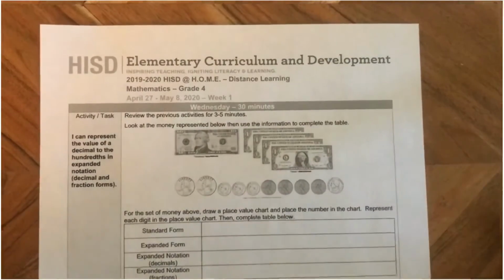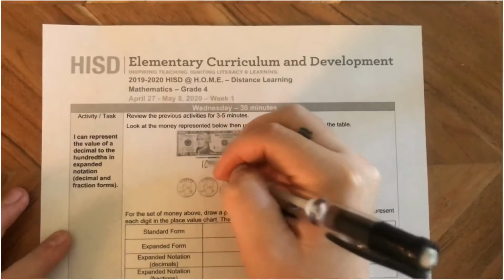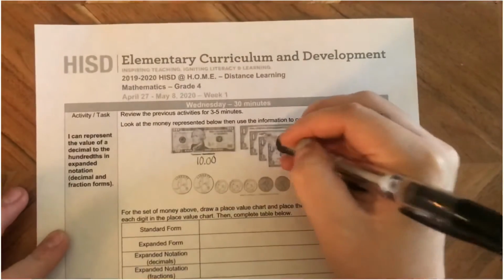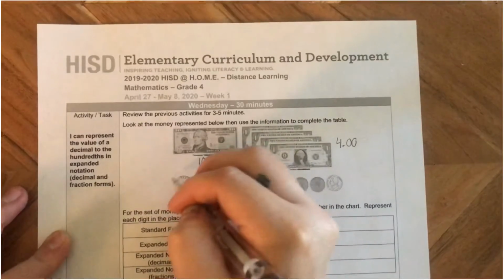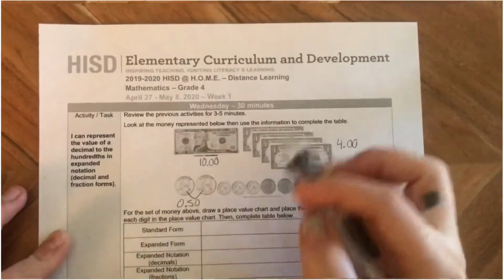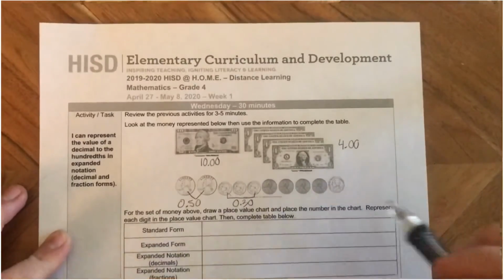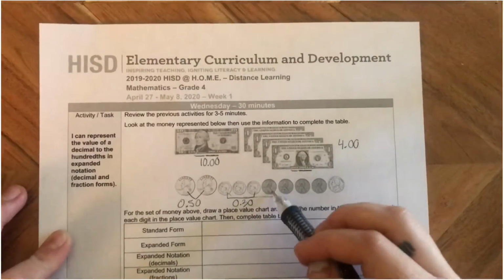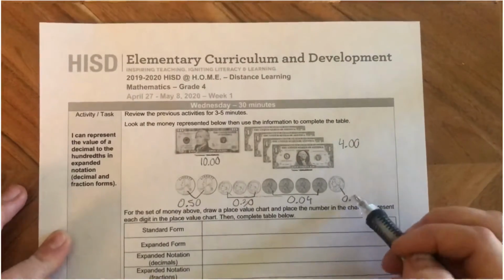So the first part of Wednesday's activity, it says look at the money represented below, then use the information to complete the table. So I need to count the money. I know this is $10. That's $1, $2, $3, $4. I have 2 quarters, so that's 50 cents. I have 1, 2, 3 dimes, so that's 30 cents. I have 1, 2, 3, 4 pennies, so that's 4 cents, and then 1 nickel, which is 5 cents.